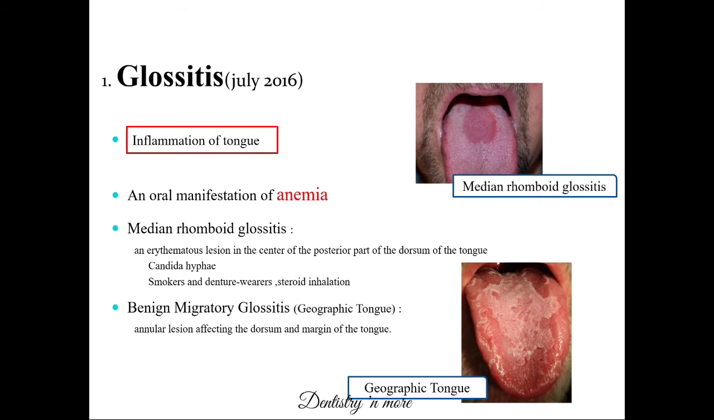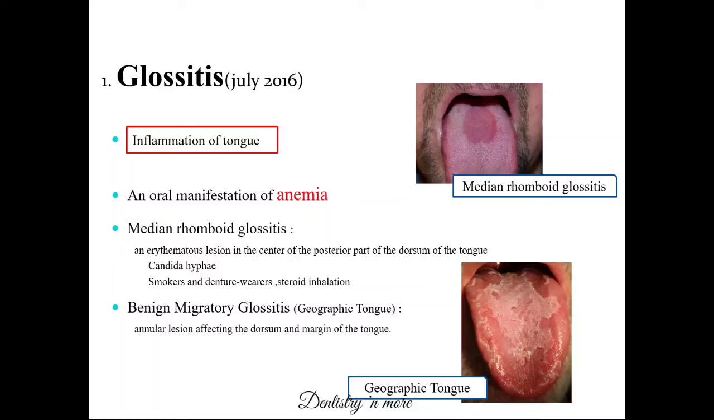Itis means inflammation. So the inflammation of the tongue is considered to be glossitis. One of the few manifestations that can be seen under glossitis is caused due to anemia, so it can be considered as an anemic glossitis. Followed by another condition, that is median rhomboid glossitis. You can discuss what it is.